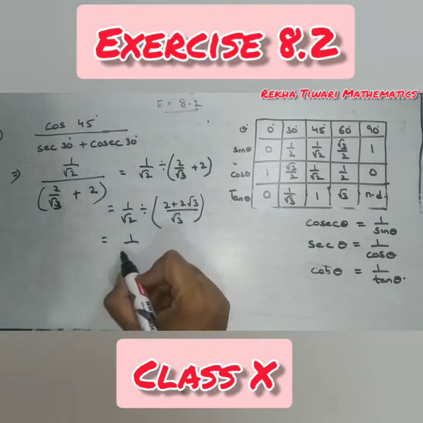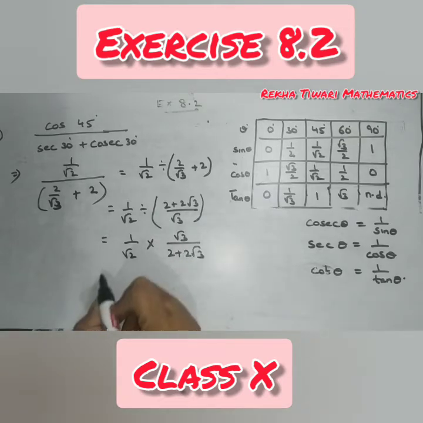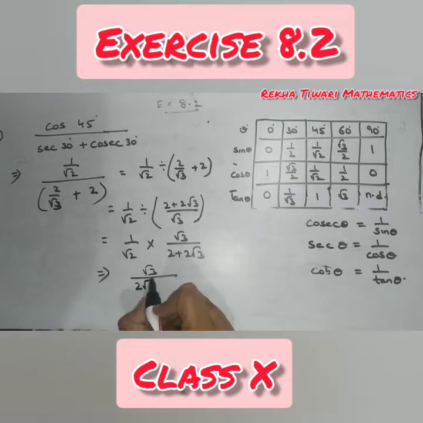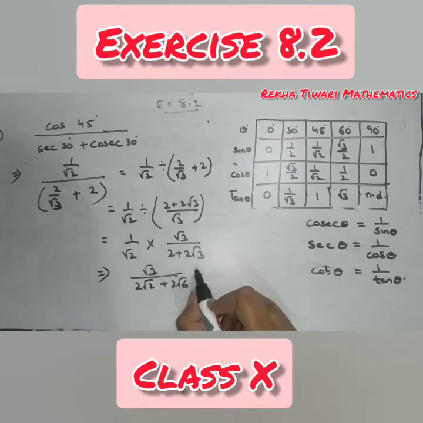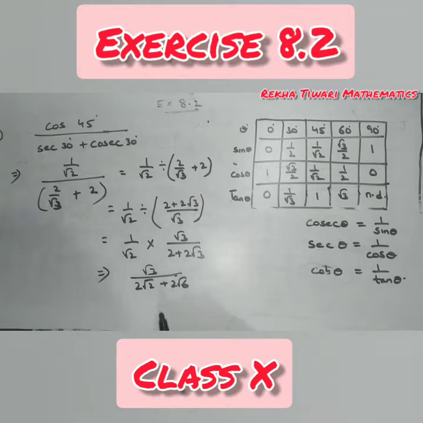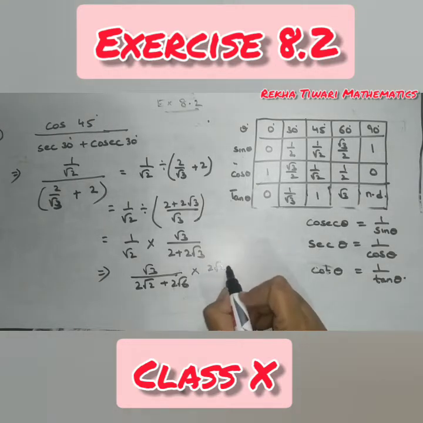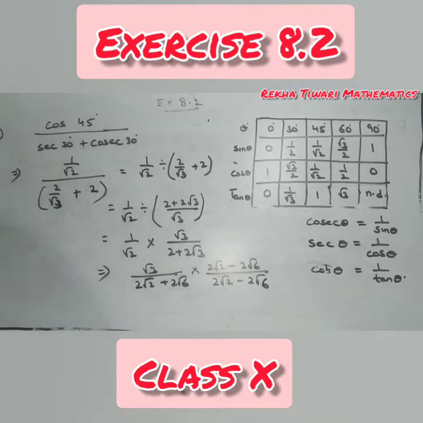So 1 by root 2 into root 3 upon 2 plus 2 root 3. This is root 3 upon, multiply these two, you will get 2 root 2 plus 2 root 6, if you are going to multiply root 2 by both the terms. Okay. So now rationalize this term. If you are going to rationalize this, you will get the answer. Look here, how to rationalize? 2 root 2 minus 2 root 6 upon 2 root 2 minus 2 root 6.